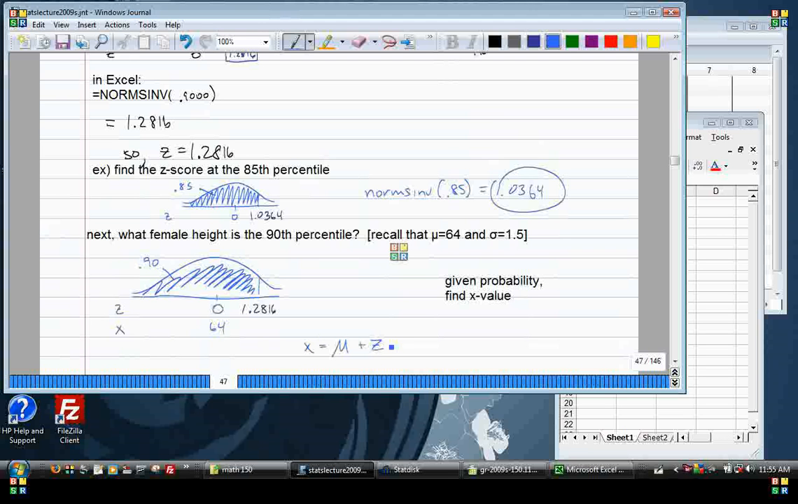No, not because it's on the right, it's always plus. Right. Z may be negative, though. It's mu plus z sigma. Now, what's mu? Plus. What's z? Well, we just found that, right? Okay. And sigma is 1.5. So you work this out, 64, actually.